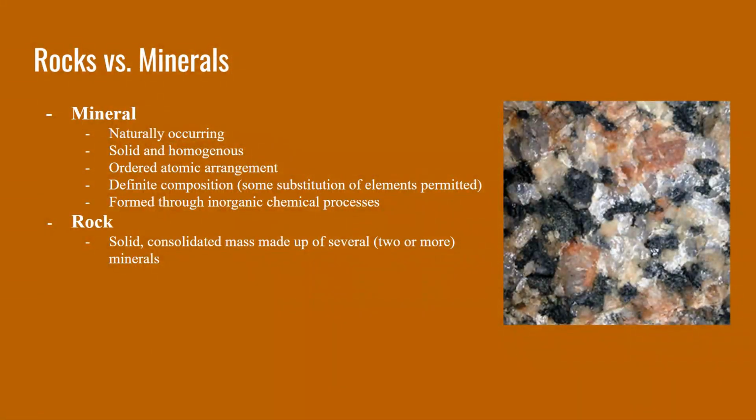So, what is a rock specifically? Well, to understand that, we have to understand what a mineral is. A mineral is a material that fits all 5 of these criteria. It's naturally occurring, solid and homogeneous, and has an ordered atomic arrangement microscopically. It has a definite chemical composition, so you know generally which elements are in it.